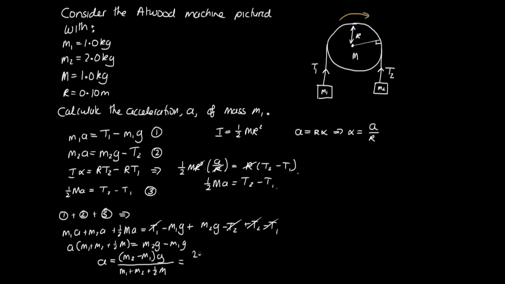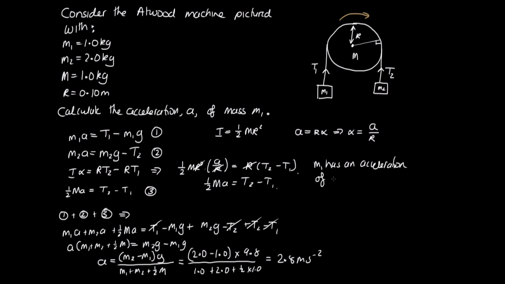So we've got 2 kilograms minus 1 kilogram times g, which is 9.8, divided by 1 plus 2 plus a half times 1. And then we can solve this on the calculator and we get 2.8 meters per second squared. So this is the acceleration of mass m1, and so we can say m1 has an acceleration of 2.8 meters per second squared upwards.